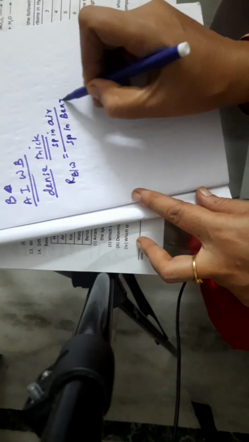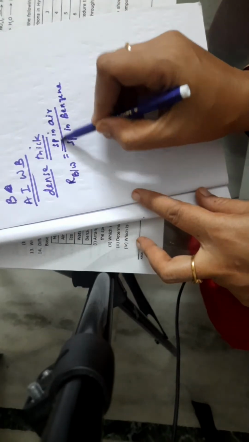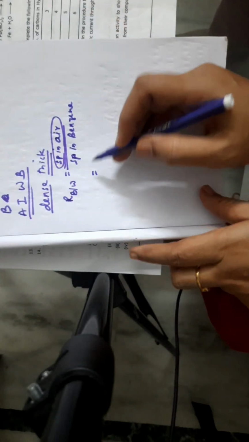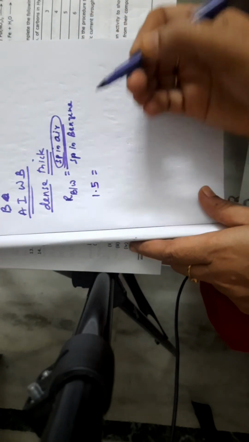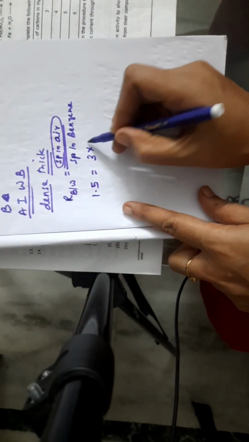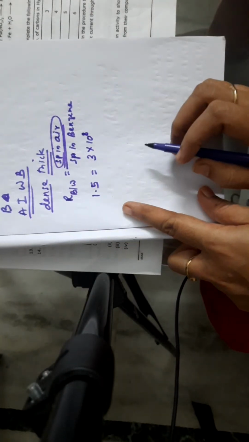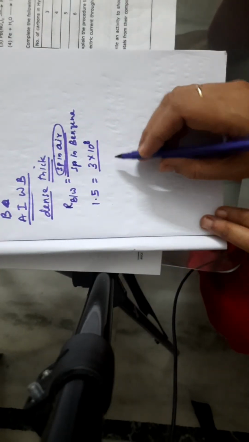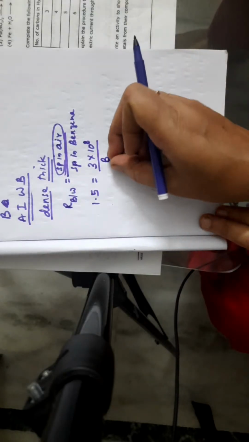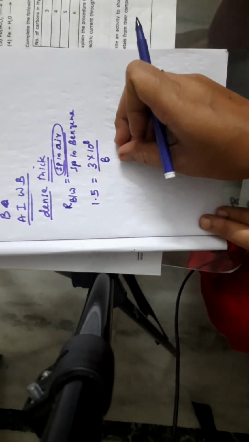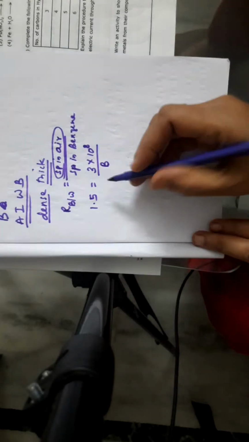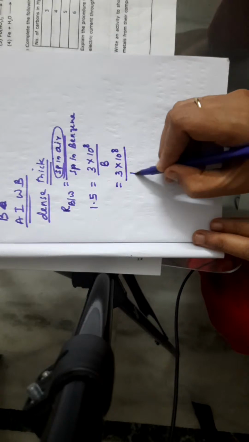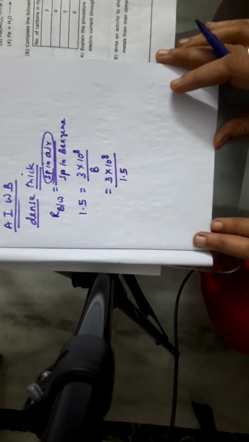So whatever they will ask, like always the speed of air will come in numerator. Now refractive index of benzene is given 1.5. Speed of light is 3 multiplied by 10 raised to 8. We need to find what is the speed in benzene. So this we will shift here, and then this 1.5 will shift to denominator. Thus it will be 3 multiplied by 10 raised to 8 divided by 1.5.